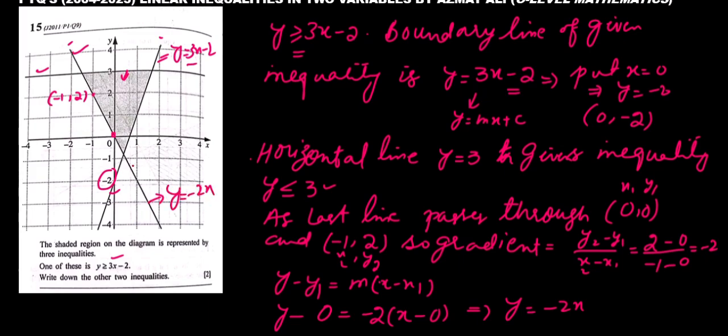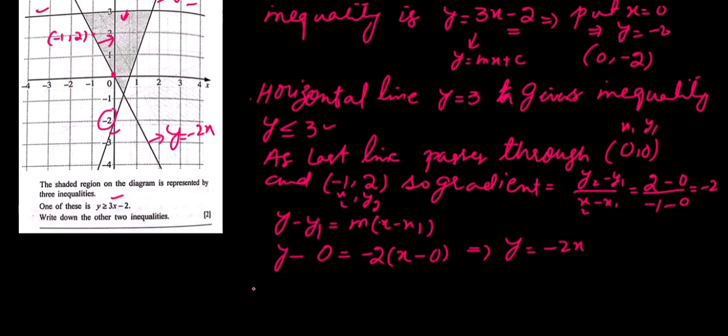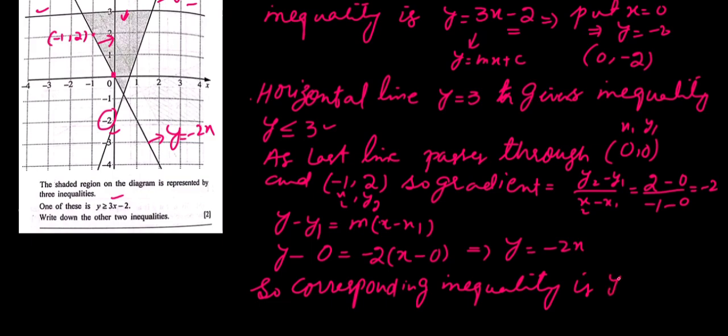Now we have to find the corresponding inequality here. You have to check whether the shaded region is below or above the line. Clearly this is my line, and the shaded region is above this line here. So for above we will take the greater than or equal sign. So the corresponding inequality is y greater than or equal to minus 2x.